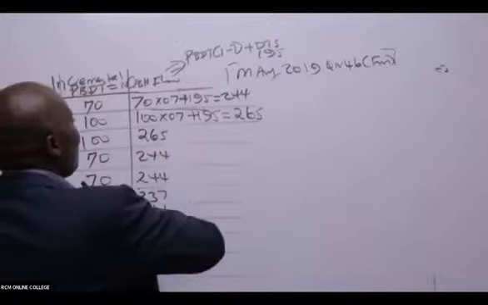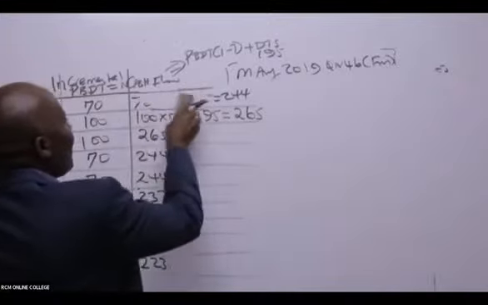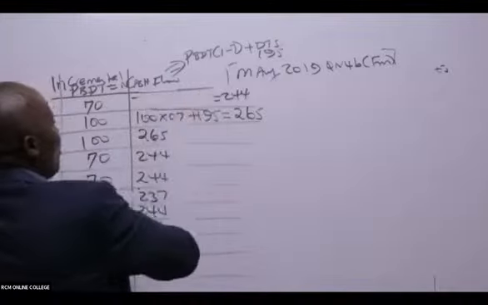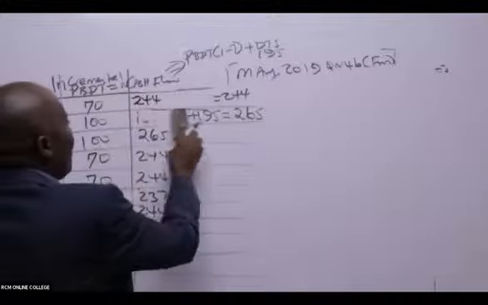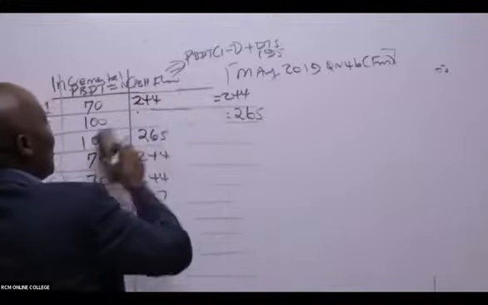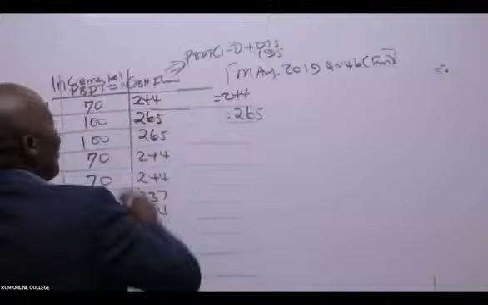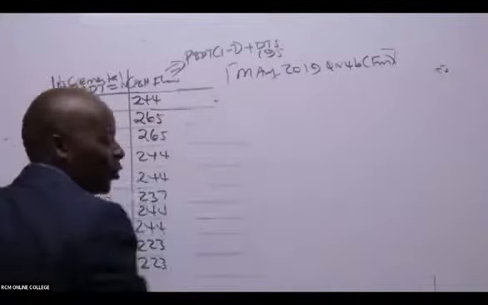So this is 244. This is 244. This is 244. And this is 265. All right. Thank you so much.